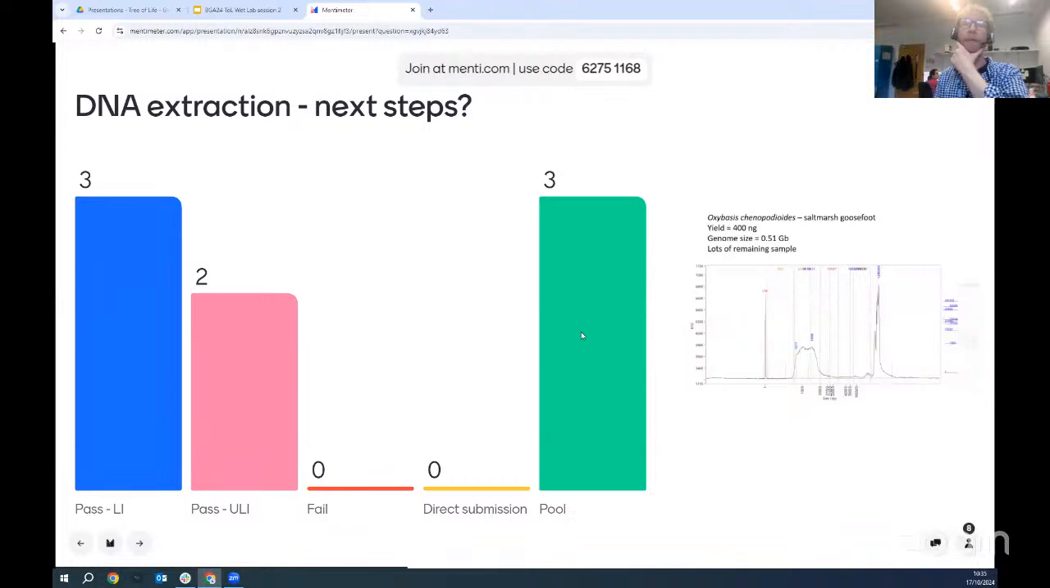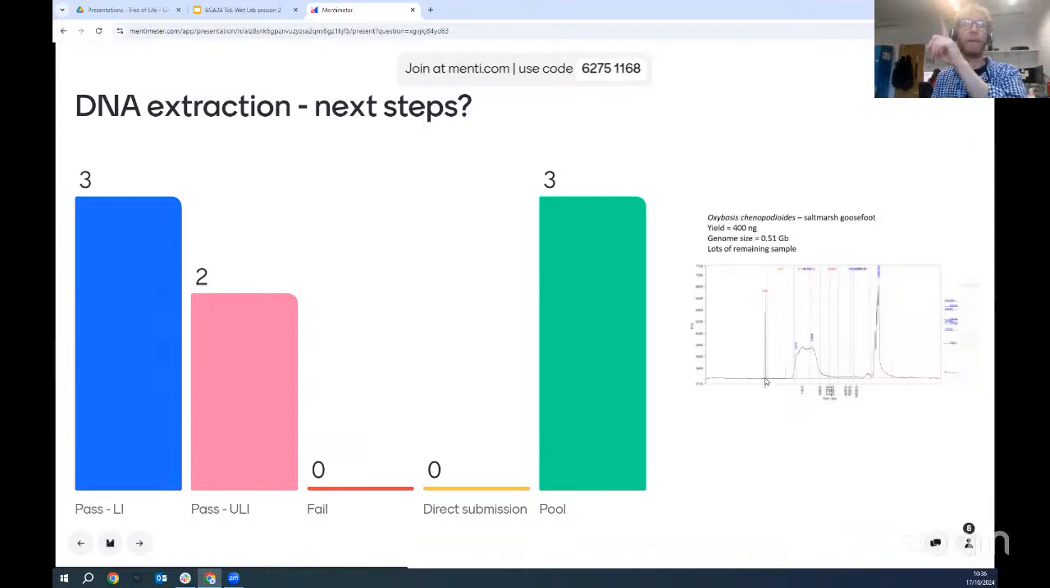Pooling is definitely an option if you wanted to increase the yield a little bit more. However, I think because the genome size is 0.5, it's a good candidate for the ULI. So the ULI would shear down this high molecular weight peak, and because we're starting with 400 nanograms, even if you lose this low molecular weight DNA under 10 kb, you would still have enough yield. So we just need 20 nanograms of DNA for ULI. You can definitely put that DNA forward for sequencing.